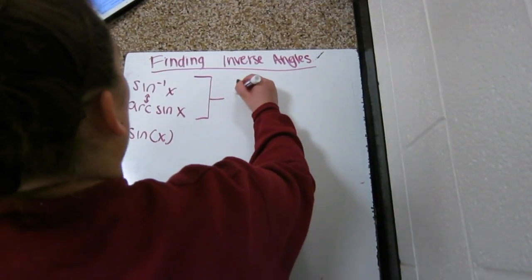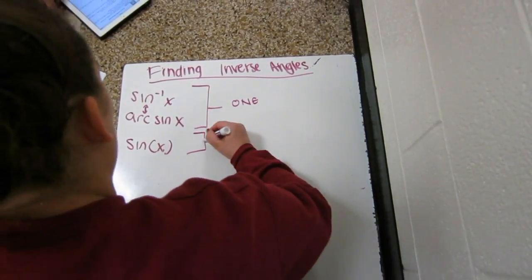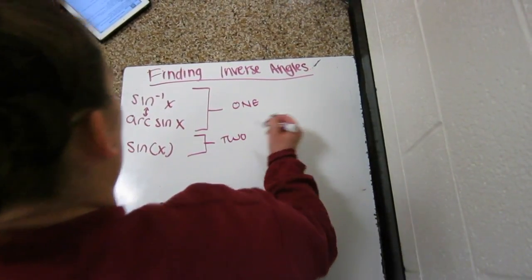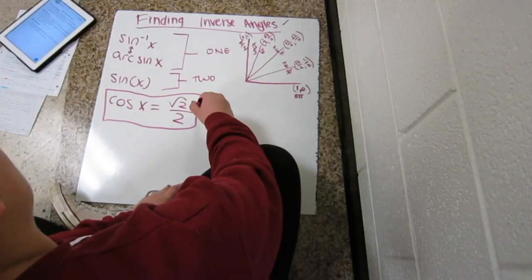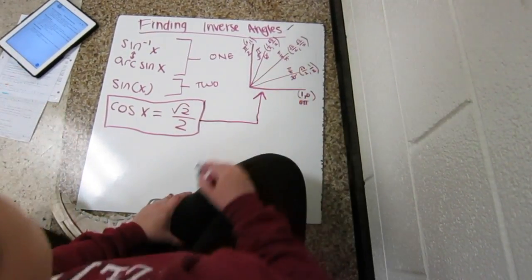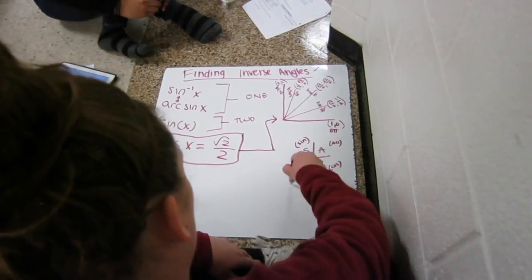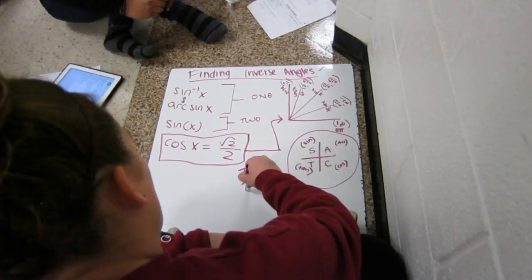Sine inverse, you find one angle. But for regular sine, you find two angles. To find the inverse of that, you would have to look in quadrant 1 and quadrant 4. If you use ASTC, you will find that the answers are pi over 4 and 7 pi over 4.